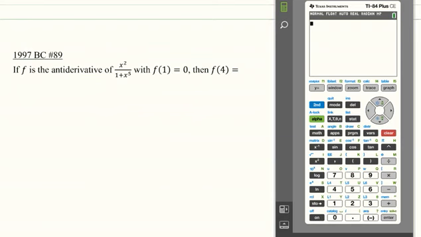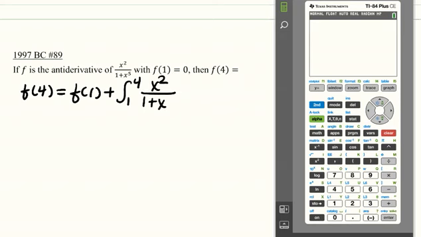Here we've got one from a multiple choice question, and looks like I just cut off the answers. If f is the antiderivative of this fraction that happens to have f of 1 equals 0, then f of 4 is what? Okay, well, we're not going to be able to find an antiderivative for this, at least at this point. It's not something that we can use u du for. We don't know how to use u dv yet, so what I'm going to do is I'm going to say f of 4 equals f of 1 plus the integral from 1 to 4 of x squared over 1 plus x to the 5th dx.